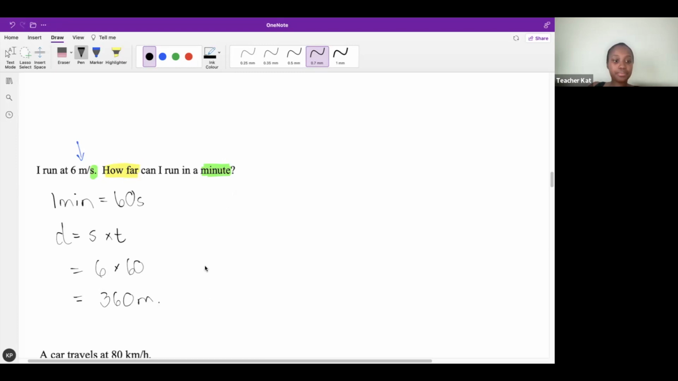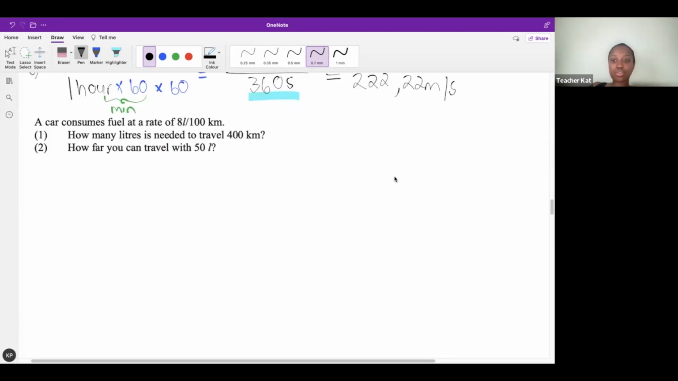Okay. A car consumes fuel at a rate of 8 liters per 100 kilometers. How many liters are needed to travel 400 kilometers? So in this case, we do not have a unit rate, right? But it's fine. We can work with it. So we have 8 liters for 100 kilometers. And I want to know for 400 kilometers.